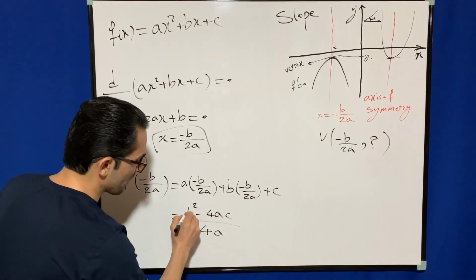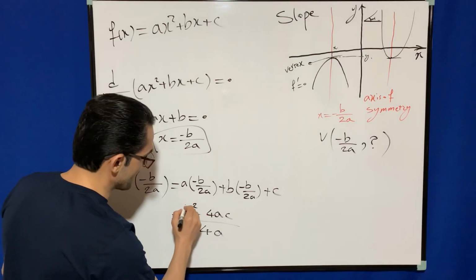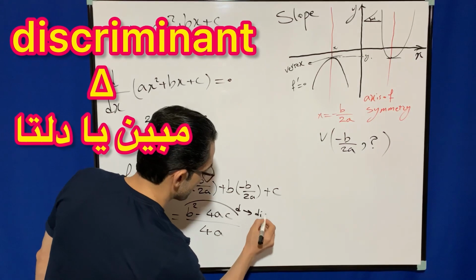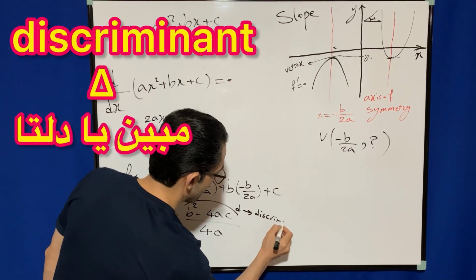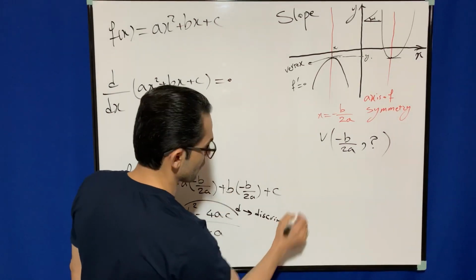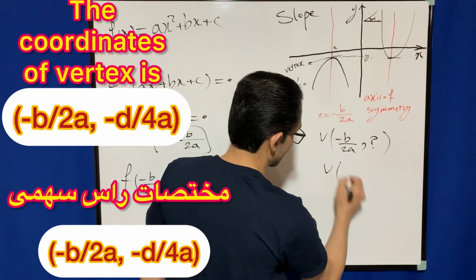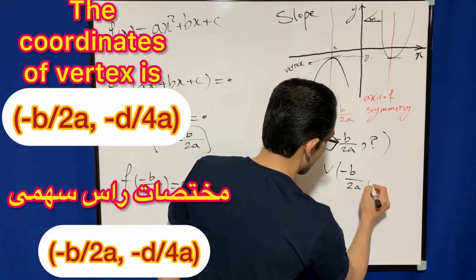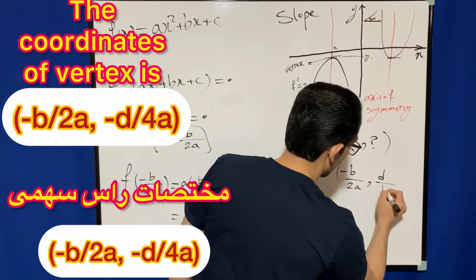From now, call b squared minus 4ac D. D is for discriminant. So the coordinate of vertex is an ordered pair: negative b over 2a and D over 4a.